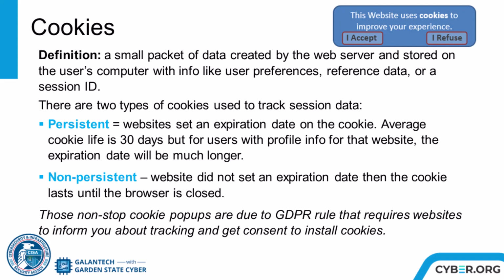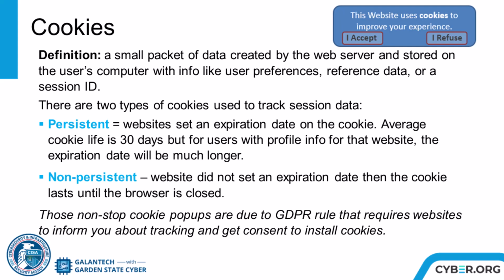A cookie is a small packet of data created by the web server and stored on the user's computer with information like user preferences, reference data, or a session ID. There are two types of cookies used to track session data. The first type is the persistent cookie. With this type of cookie, websites set an expiration date. The average persistent cookie life is 30 days. But for users with profile information for that website, the expiration date will be much longer.